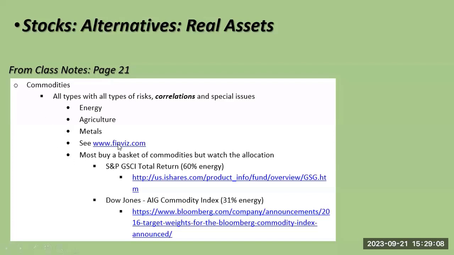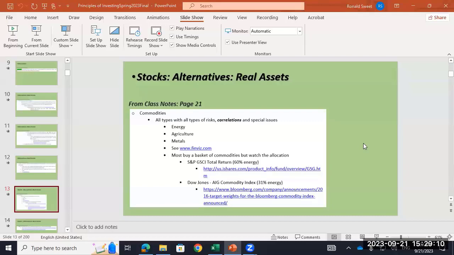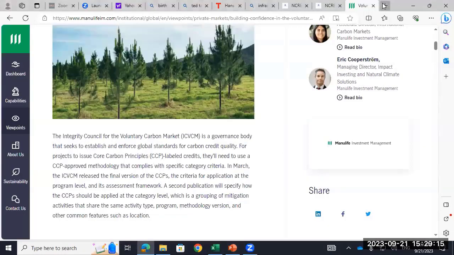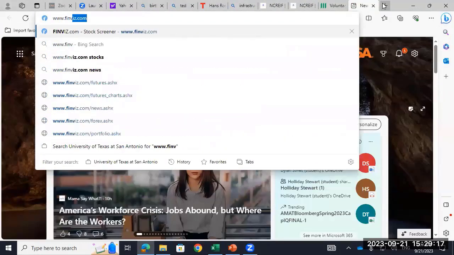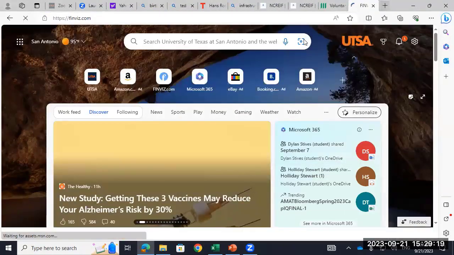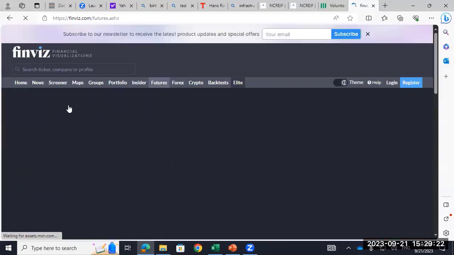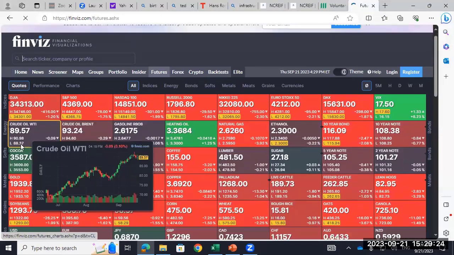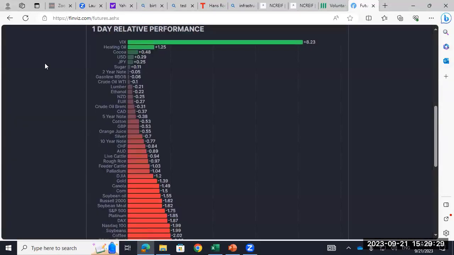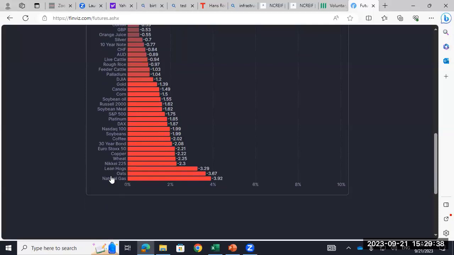FinViz does a good job of identifying these. I showed y'all FinViz before. So if you just click on futures, wow, everything's red today. So the VIX, what is the VIX? Volatility index. You could put that into your paper one if you want to. The VIX is up a bunch today. Heating oil is up a bunch today. And the S&P is not the lowest thing down here.